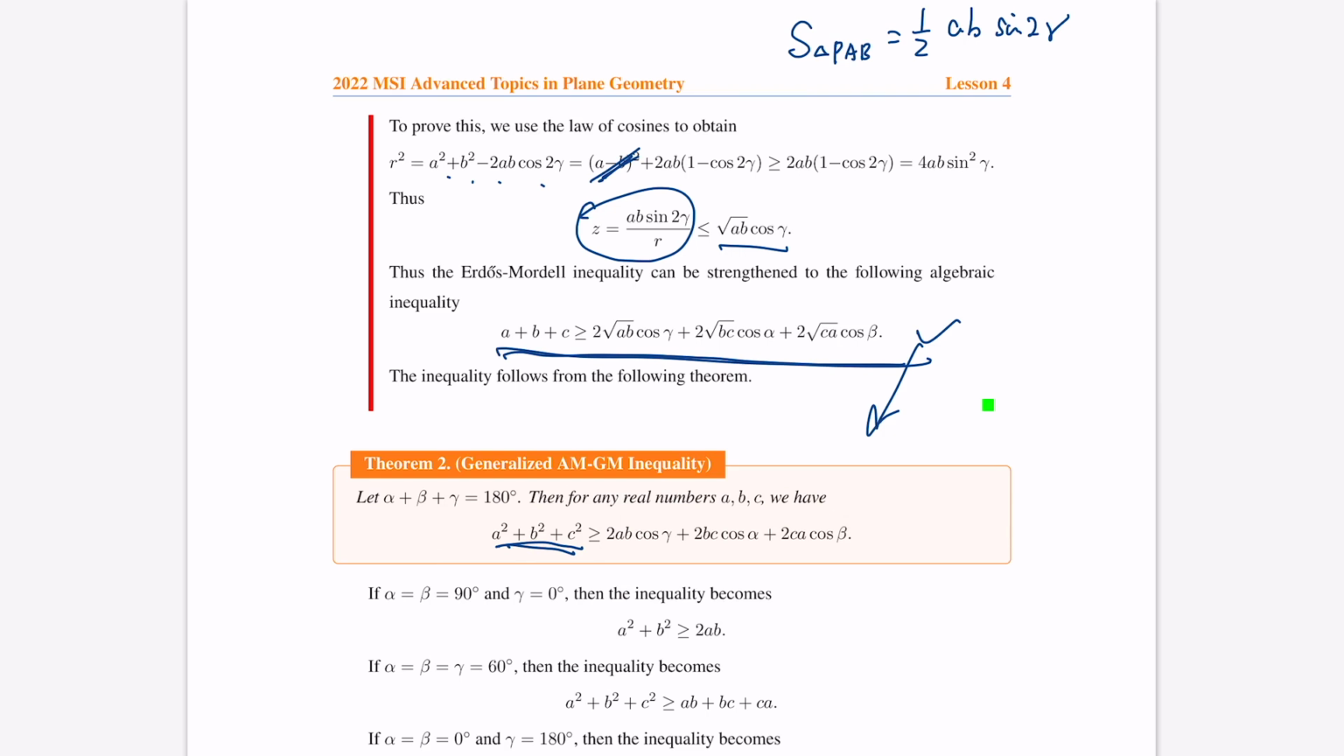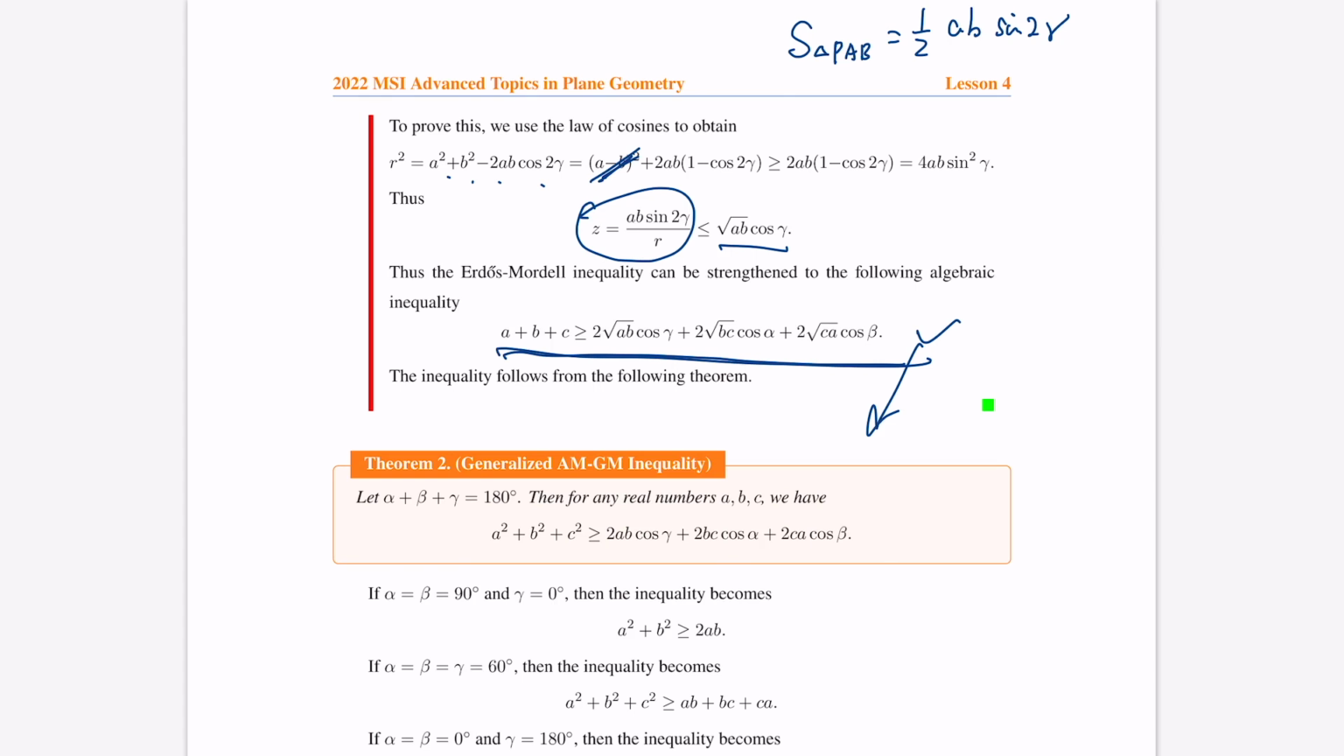The right-hand side, nicely, you can get rid of the square root. So it's 2AB cosine gamma, 2BC cosine alpha, 2CA cosine beta. Okay, so that's the inequality we want to prove. And I call it the generalized AM-GM inequality because you have the freedom to choose different angles, alpha, beta, and gamma.